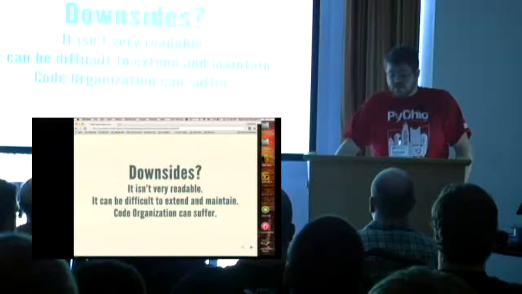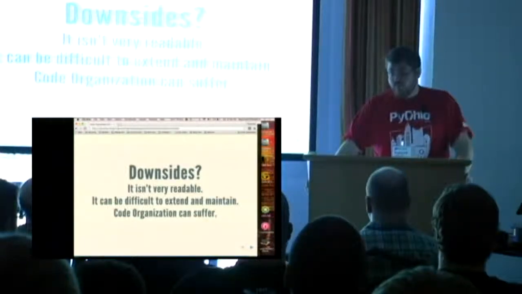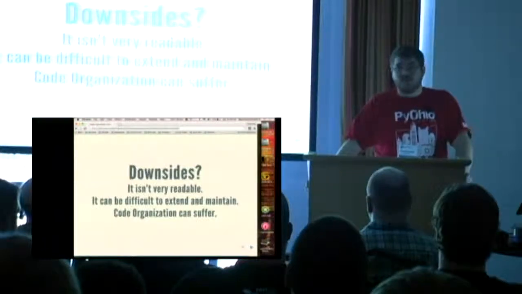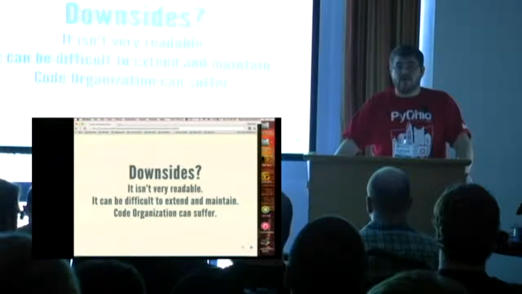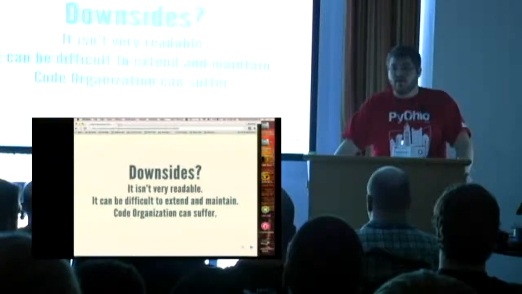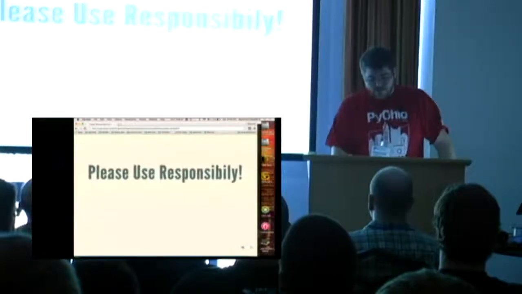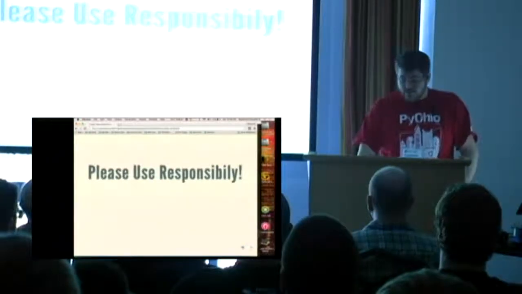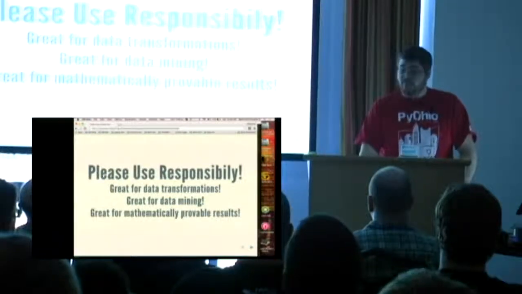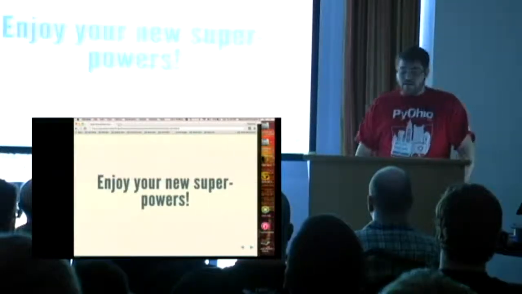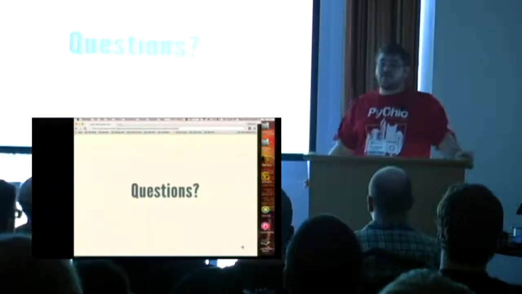When you start getting into it, and hopefully in the next talk I give on this, you can do some really gnarly looking stuff with dictionaries and functions that map to other functions within dictionaries using a functional style. So use this responsibly. It's great for data transformations, great for data mining, great for mathematically provable stuff. And it'll give you superpowers. Any questions?